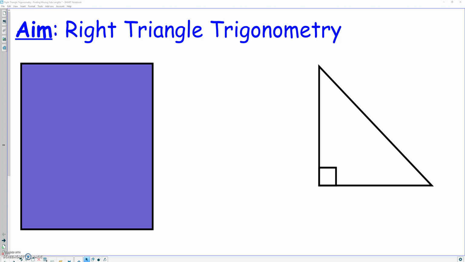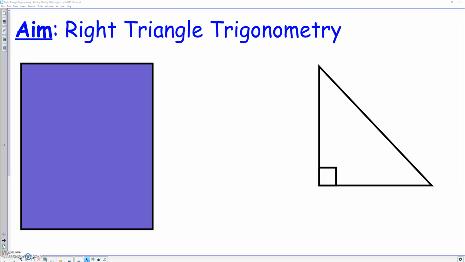Everyone. So in this lesson, we're going to be talking about right triangle trigonometry. And specifically, we're going to talk about three really important trig ratios that you're responsible to know. And we're going to talk about how those trig ratios can be used to find the missing sides of a right triangle.